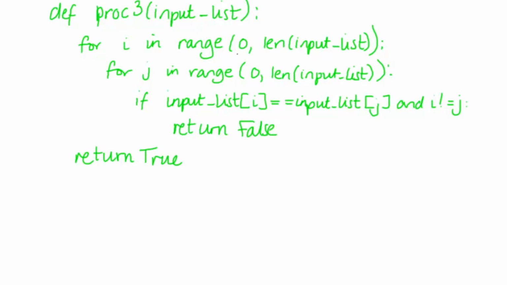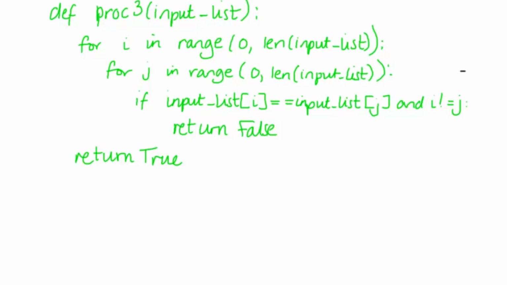What it's doing is running through the list, checking each element against every other element. And if you're not checking an element against itself and the two elements are the same, then return false, and otherwise return true. So it's checking whether there's a repeated element in the list.